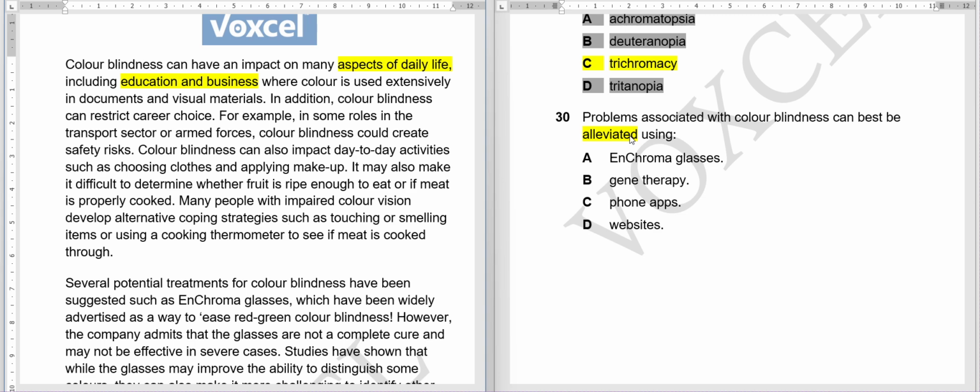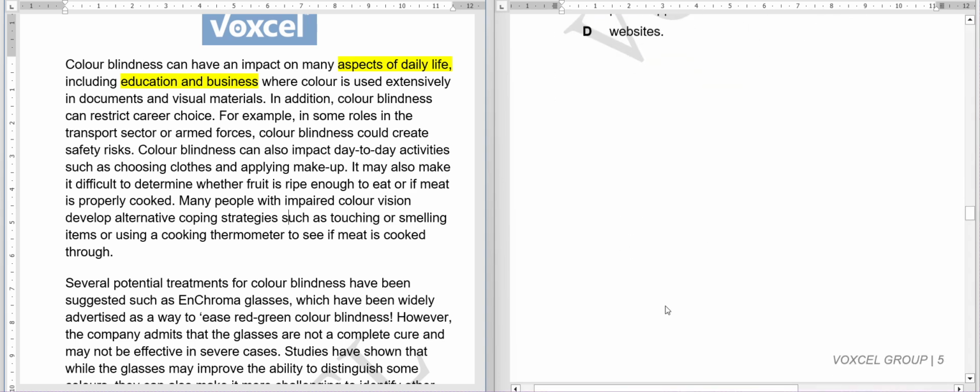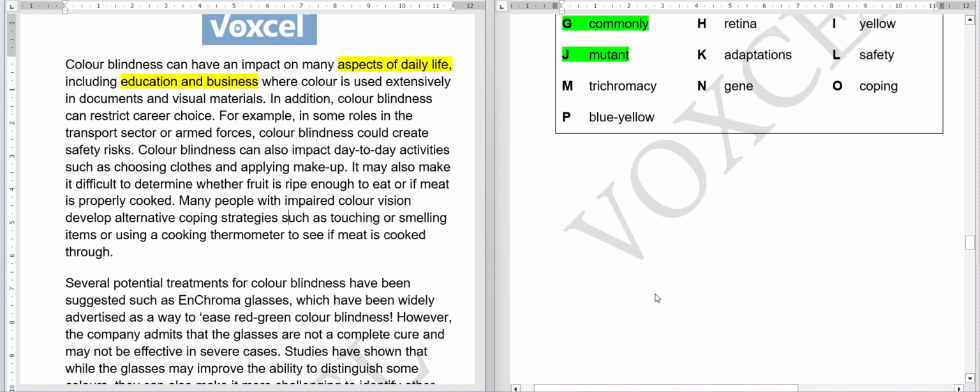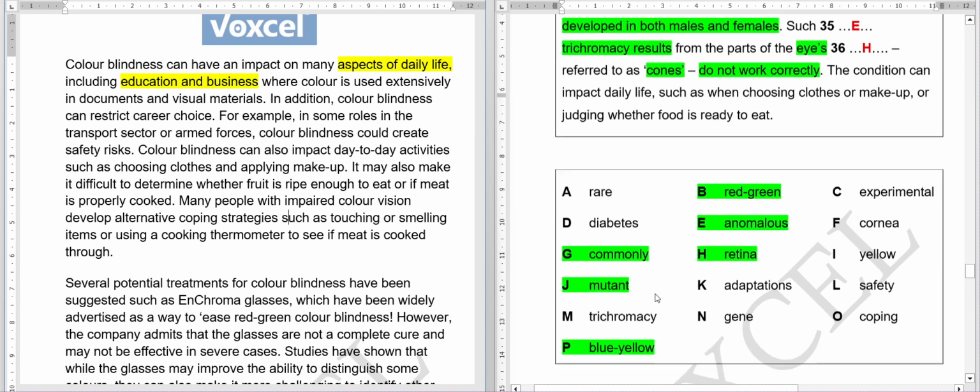Problems associated with color blindness can best be alleviated with. Yeah, there's some solution. Let's read the options. Chroma glasses, gene therapy, phone apps, websites. Okay, this will not be our location. This doesn't seem to be our location because we haven't read any option in this paragraph. So we will see in the later paragraphs where these words are given. Okay, but we have also these questions to read.